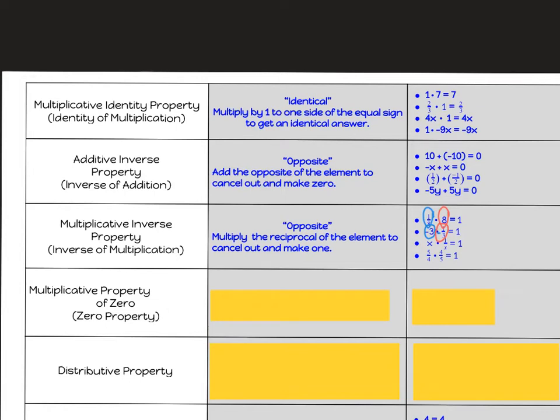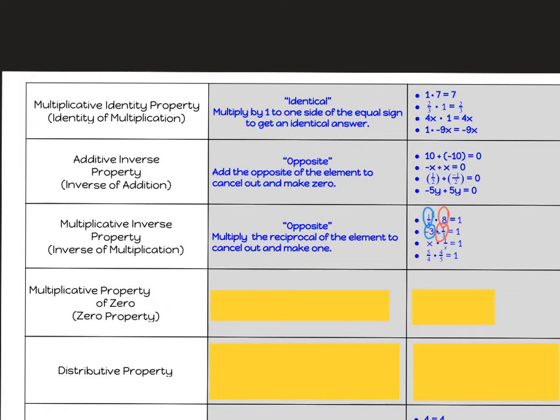Go ahead and fix that on your notes, and that's going to give us 1. And then the next example is showing us it with the variable x, and that's just representing how you could insert any number in there, and multiplying it by its reciprocal gives us 1.